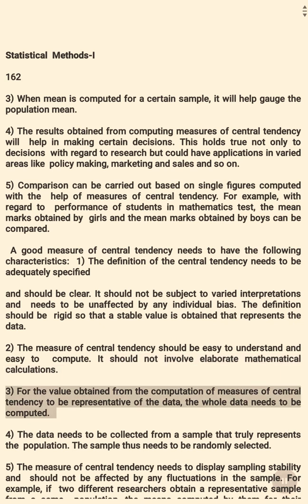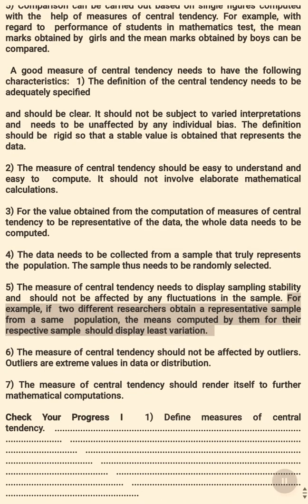3. For the value obtained from the computation of measures of central tendency to be representative of the data, the whole data needs to be computed. 4. The data needs to be collected from a sample that truly represents the population. The sample thus needs to be randomly selected. 5. The measure of central tendency needs to display sampling stability and should not be affected by any fluctuations in the sample. For example, if two different researchers obtain a representative sample from a same population, the means computed by them for their respective samples should display least variation.